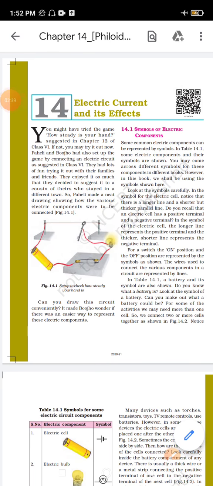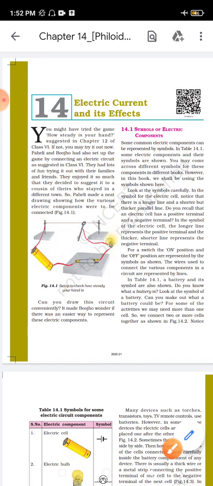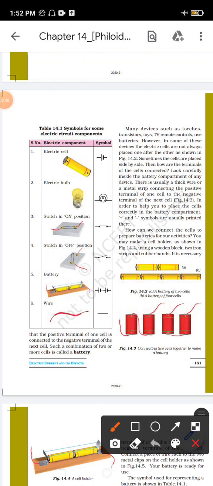So moving on to the next topic, that is symbols of electric components. Here we can see in the table 14.1 symbols for some electric circuit components are given. Okay, so first one is electric cell and this is the symbol. This is the positive terminal and this is the negative terminal.